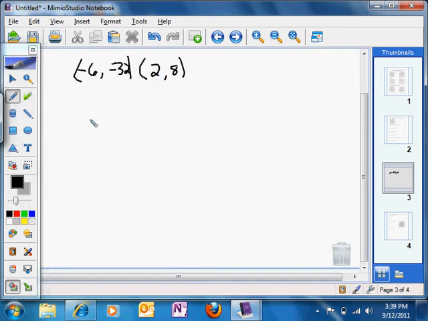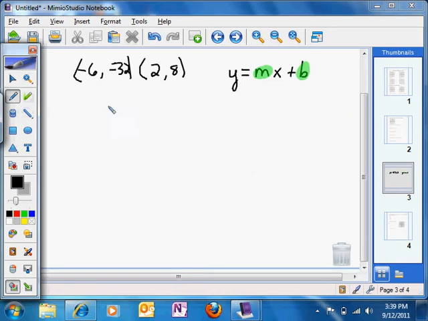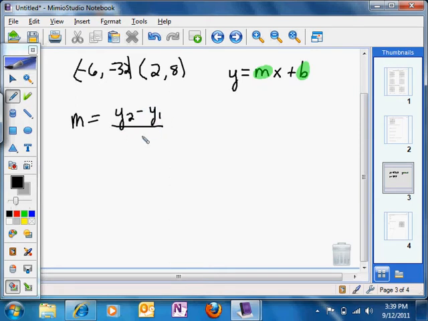So before I can do anything, remember we always want to start in slope-intercept form, y equals mx plus b. So we need to find our slope and our y-intercept. Remember, m is the slope, b is the y-intercept. So I want to use my slope formula to find my slope. I can find the slope of the line between any 2 sets of points using this formula.